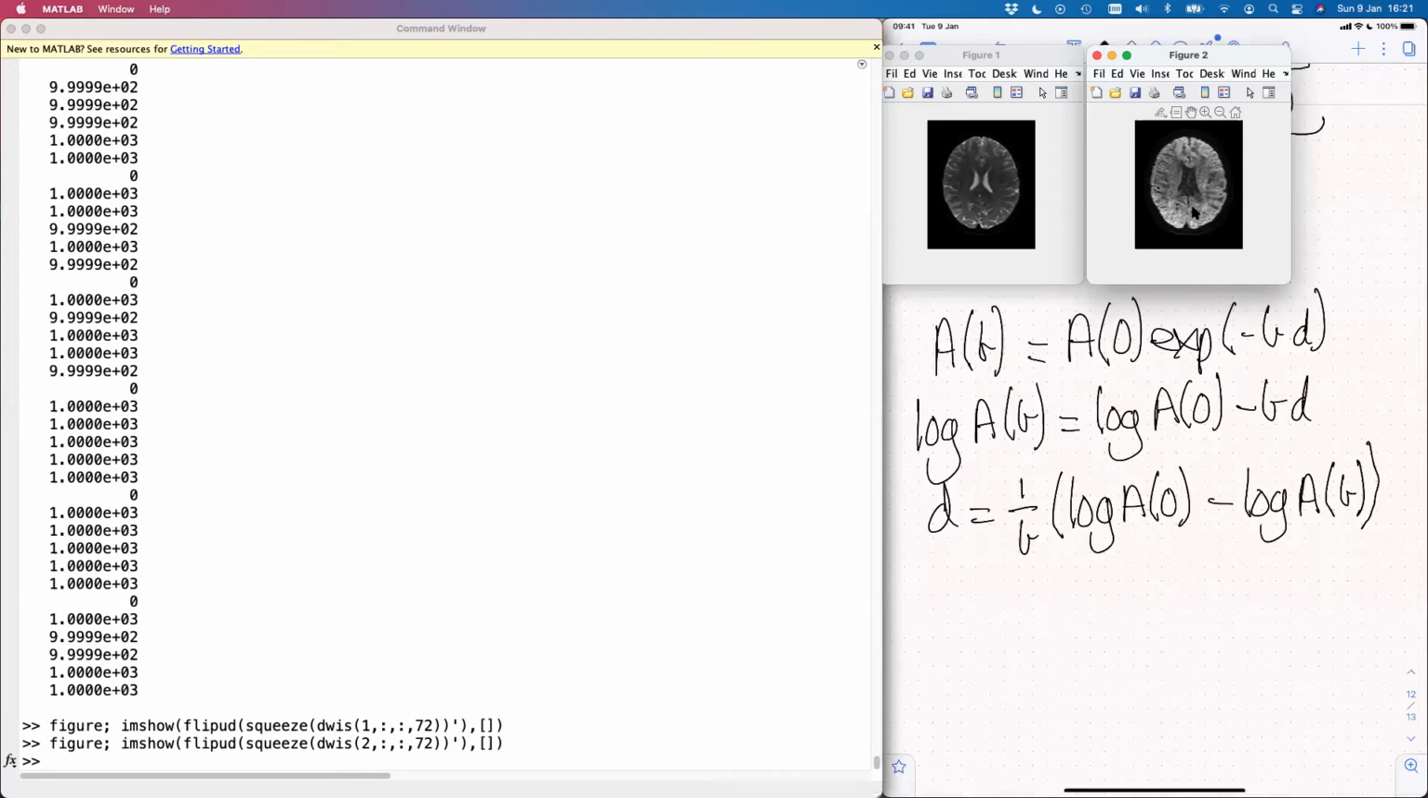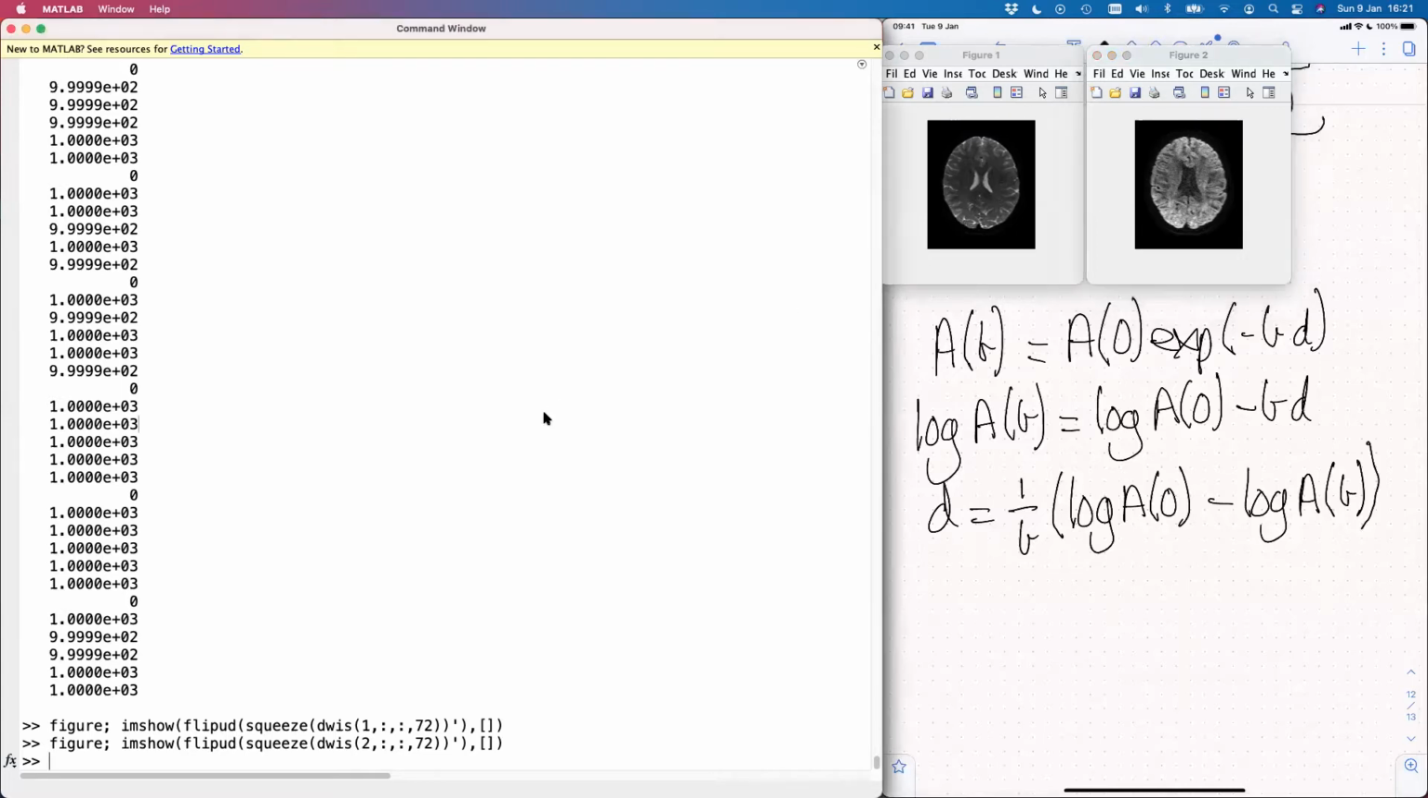Although this image looks brighter than this one, that's only because we've scaled them both to each's intensity range, whereas actually the intensities in this image are much higher than this one, because this one has no diffusion weighting, so there's no attenuation, whereas this is a strongly attenuated version of this image. We'll see that again a bit later.